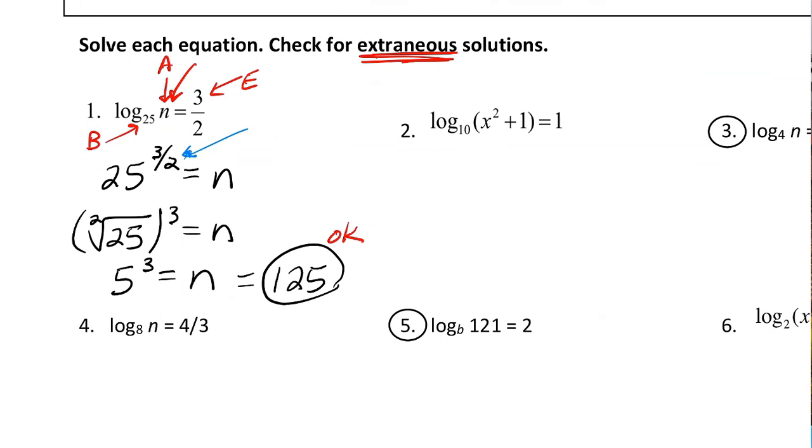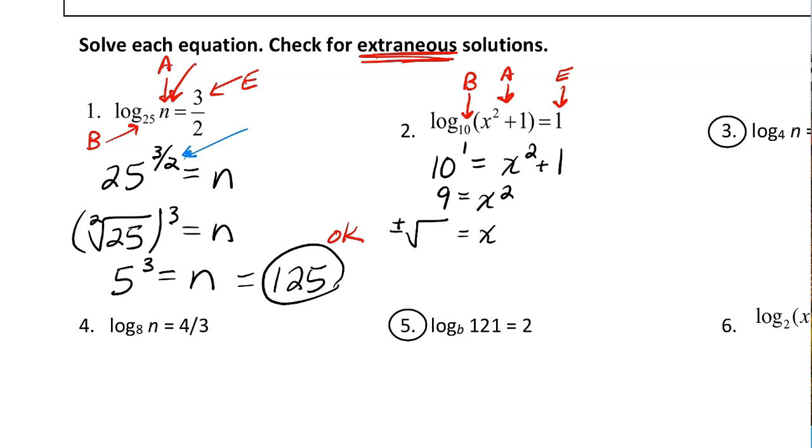Let's look at the next one. You have log base 10. So we can rewrite this. Let's label these. This is our base, answer, and exponent. So the base is 10, the exponent is 1, and that equals x squared plus 1. And we solve this for x. So we'd subtract 1 from both sides, and then we would square root both sides, and make sure when you square root both sides you get plus or minus square root of 9. So we have 2 possible answers, a positive 3 and a negative 3.